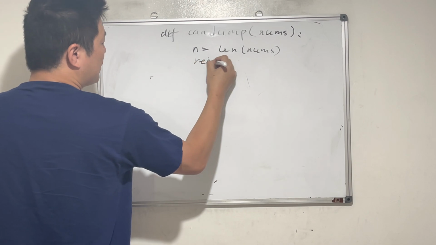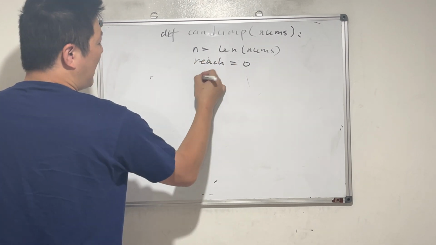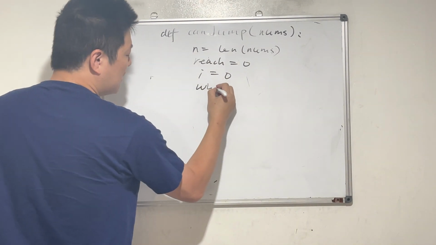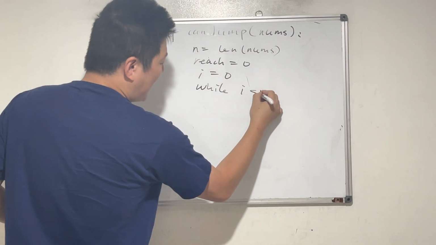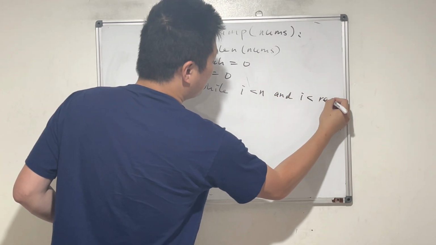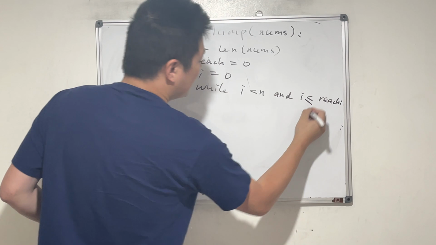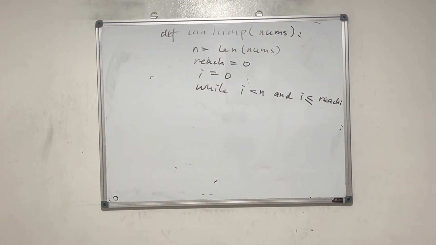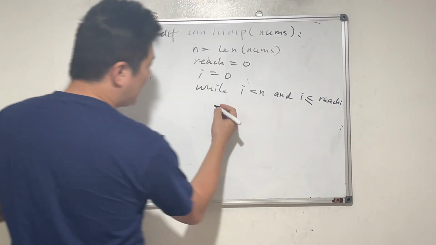Reach equals 0. I equals 0, the current position I. While I is smaller than n, and also I is smaller than or equal to reach. Now what should we do? We shall update the reach.